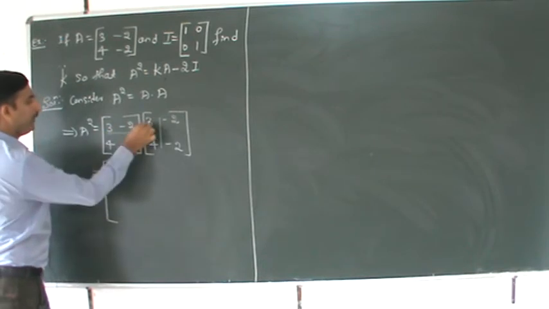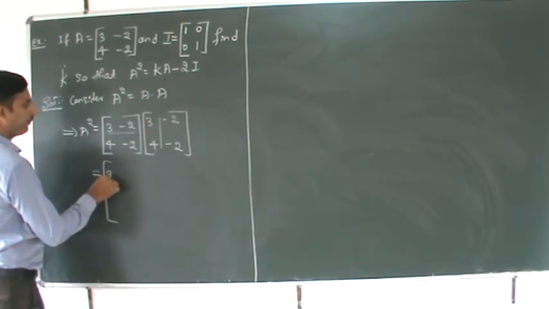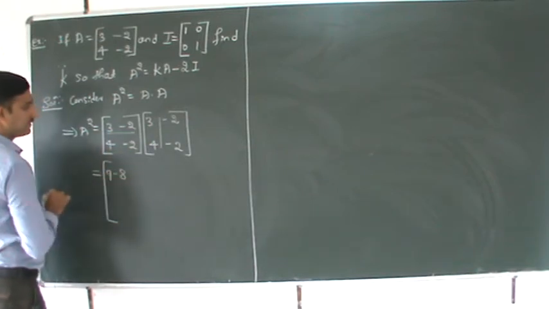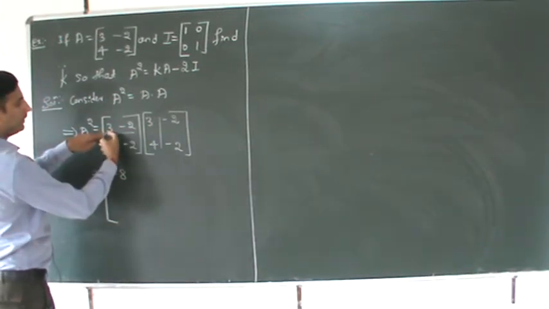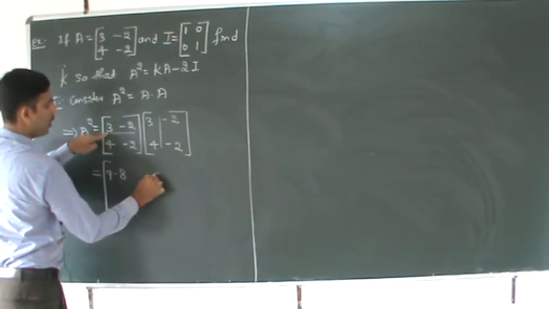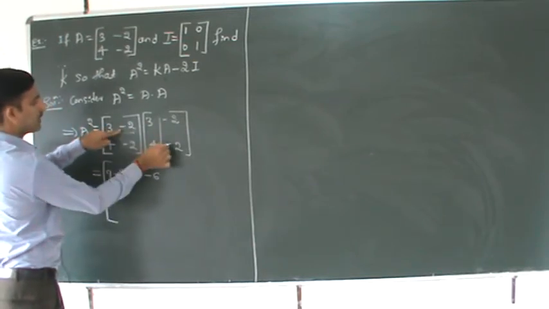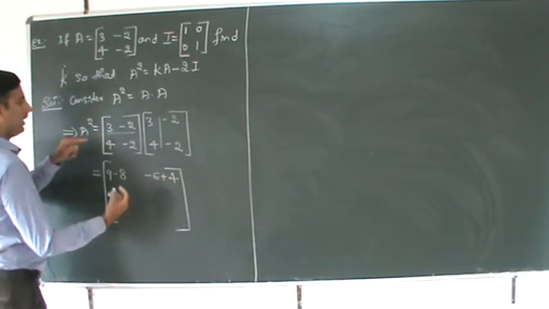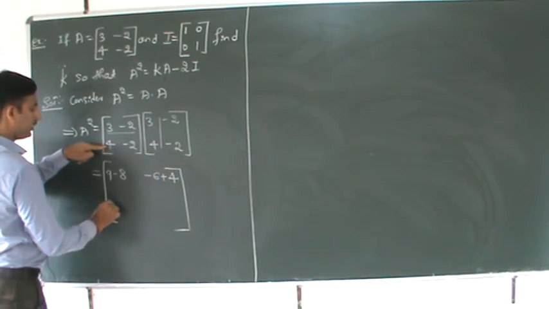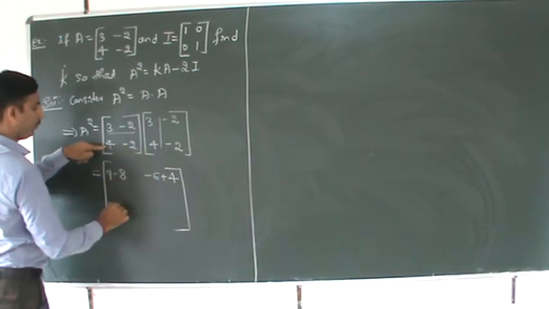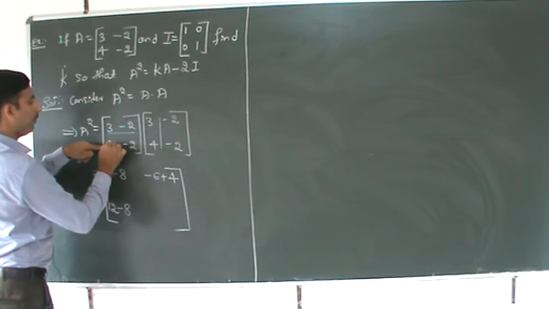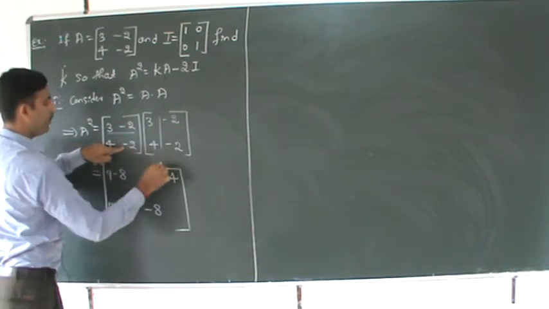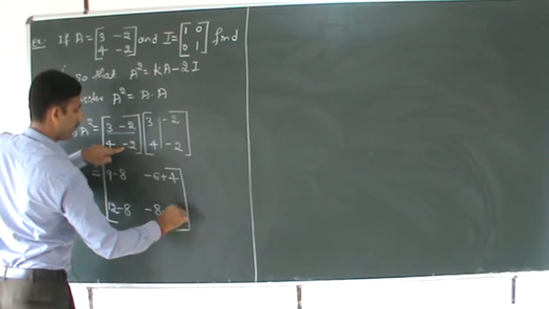After that, 3 into 3, that is 9. Minus 2 into 4, minus 8. 3 into minus 2, minus 6. Minus of minus, plus 4. After that, 4 into 3, that is 12. Minus 2 into 4, that is minus 8. 4 into minus 2, minus 8. Minus of minus, plus 4.